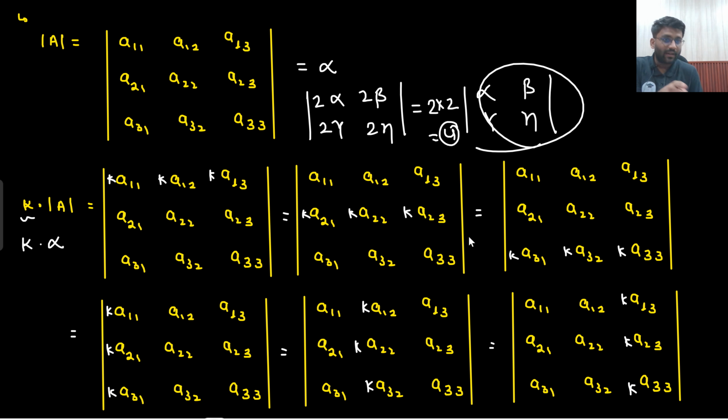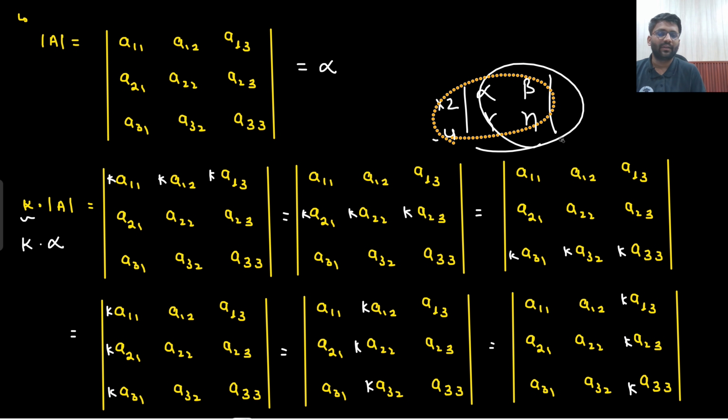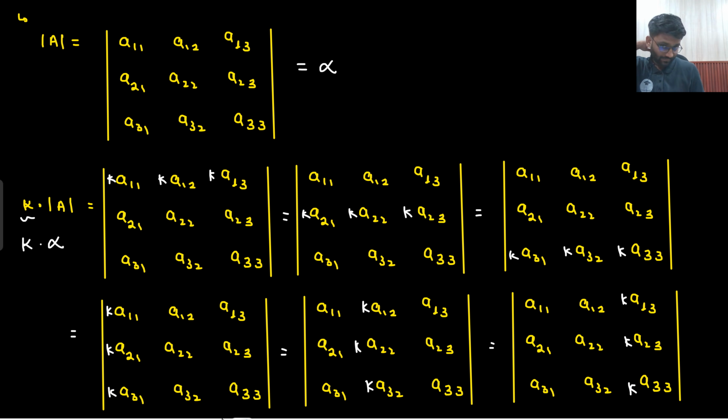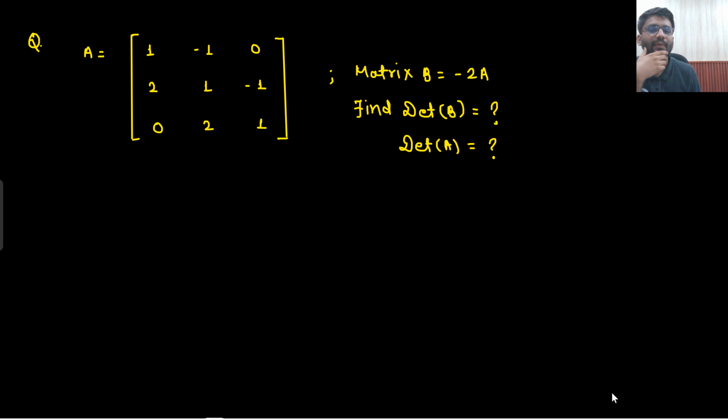So a constant value will come out, but from one of the rows or from one of the columns. Is that clear to you or not? I hope it is understandable. One of the rows or one of the columns. And when you multiply that constant value, it will go inside one of the rows or one of the columns. Is that clear? Very important property.